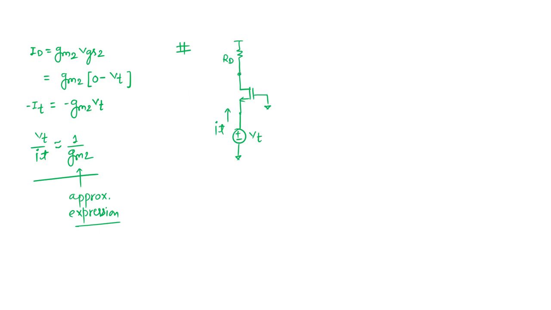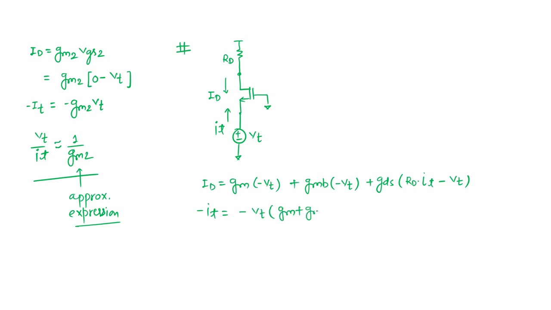Okay. So if you want to see the exact expression, then this is my ID. What equation have we written for the ID? ID equal to GM VGS, so what is the VGS? Minus VT, plus GMB, what is VB? Body is 0, so source VT, plus GDS. What is the VDS? Drain is RD times IT minus, what is the source? VT. So we can see, it is nothing but minus IT equals minus VT times GM plus GMB plus GDS, if I am considering all the effects, plus GDS RD IT.